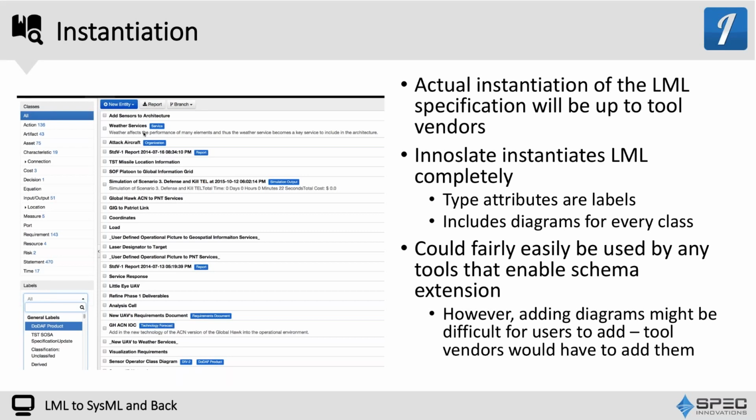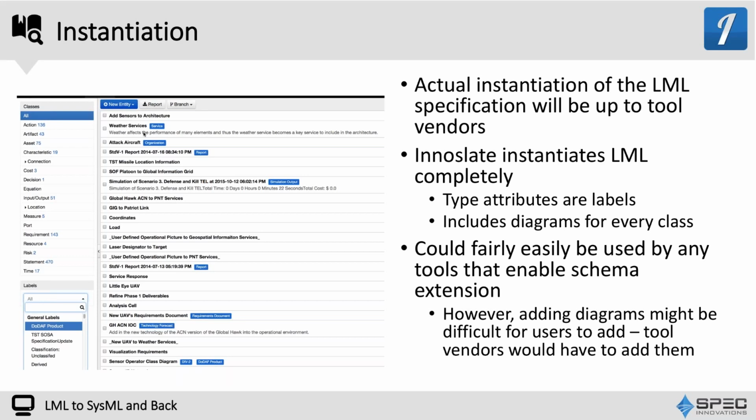But any other instantiation is certainly up to any other tool vendor, how they want to use it and how they want to implement it. I can think of several tools off the top of my head who can pick this up very quickly and use it very easily. Now, the one thing that we did when we instantiated LML for Innoslate was we realized that labels are a great way to sort things, and the type attribute was really a way of sorting and filtering information. And so that's how we implemented that there.